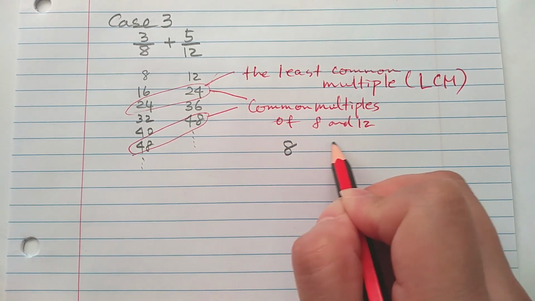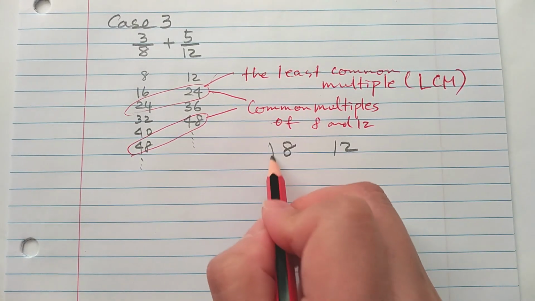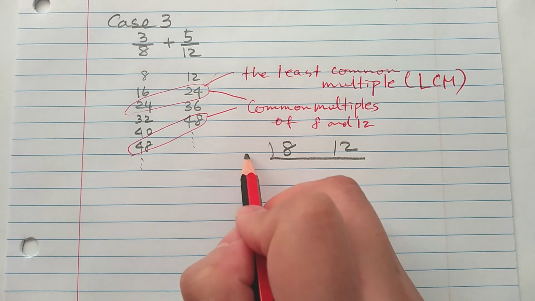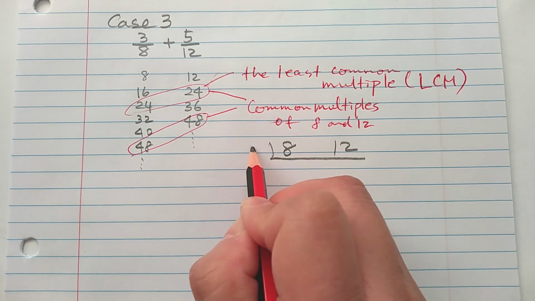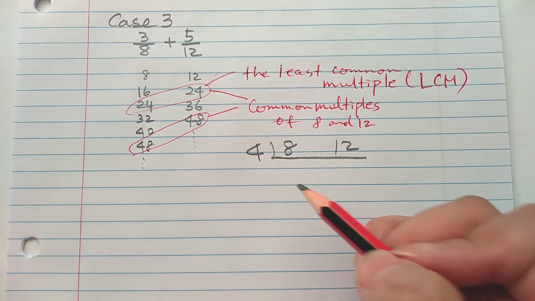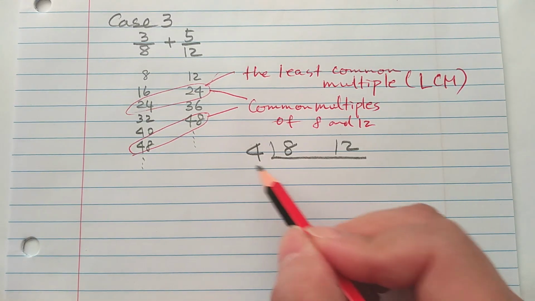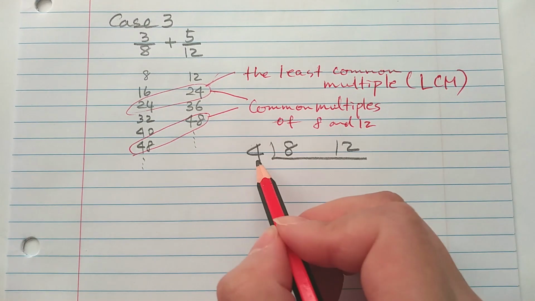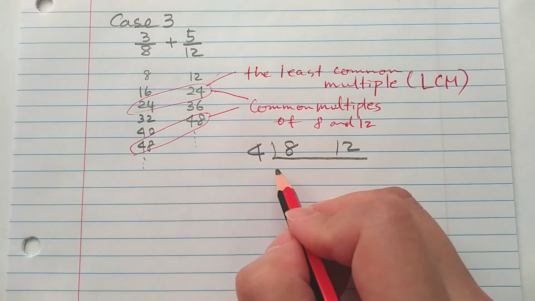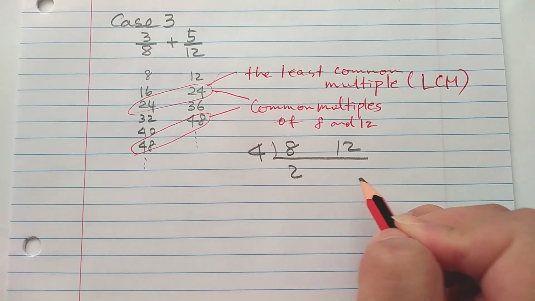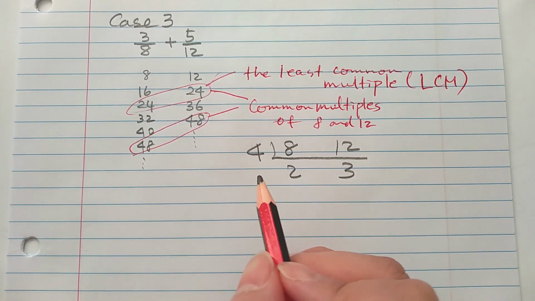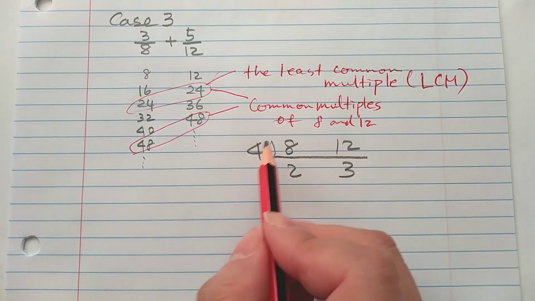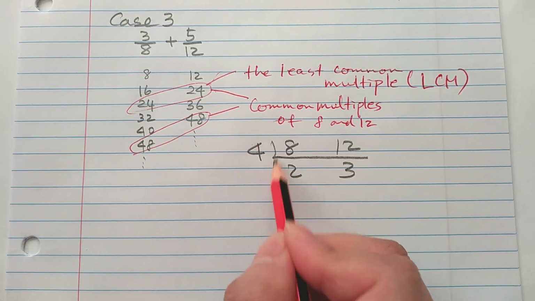So let's do that. 8 and 12. Do the upside down division. The common factor of 8 and 12 is 4. Of course, you can start with 2. It'll just take one more step. I'll just use 4 here. So 4 times 2 is 8. 4 times 3 is 12.